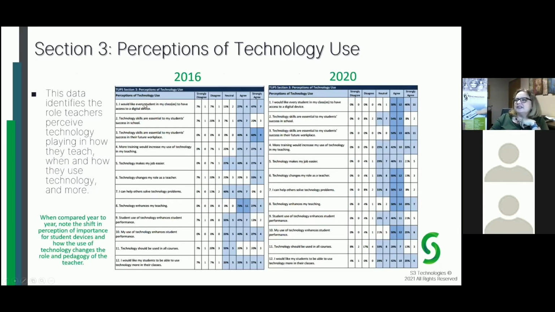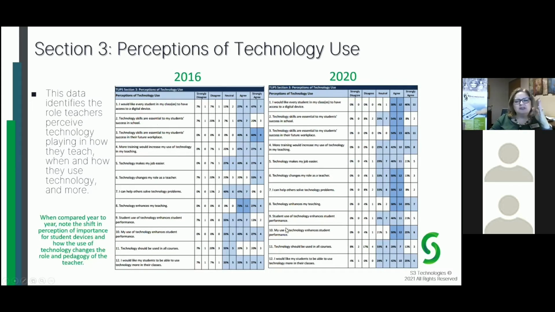All right, so this is perception of technology use. And the first one is, how do they perceive, I would like every student in my class to have access to a device. Do they strongly disagree, disagree, neutral, agree, or strongly agree? What you can see is their perception of technology, whether or not they feel that technology is important. And so this is a nice gauge for the temperature, I guess, of the teachers, of whether or not they even care if there's technology in the room.